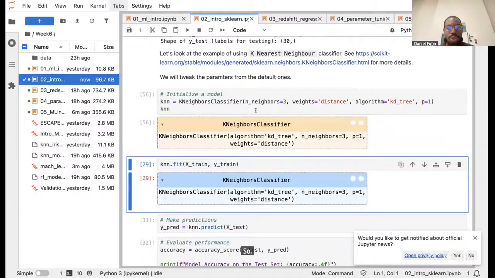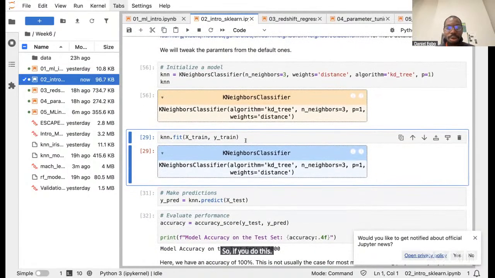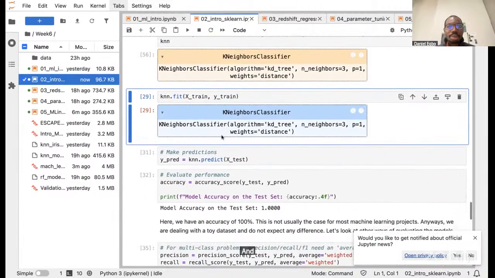If you do this, you can see it follows the same steps. You initialize the estimator, or initialize the model that you want to use. You pass in your training data, the features and the labels. And when it is done, you predict with the test data. When you predict with the test data, you get your predictions, and then you do what we call evaluation.